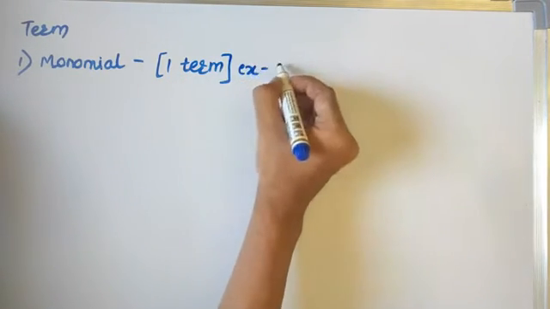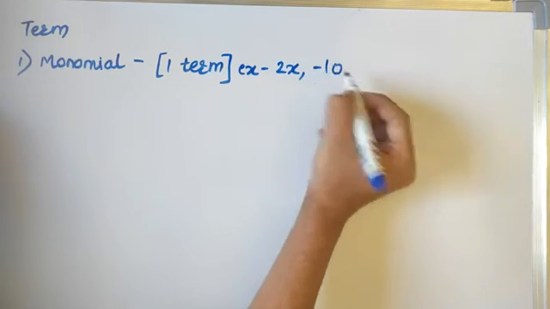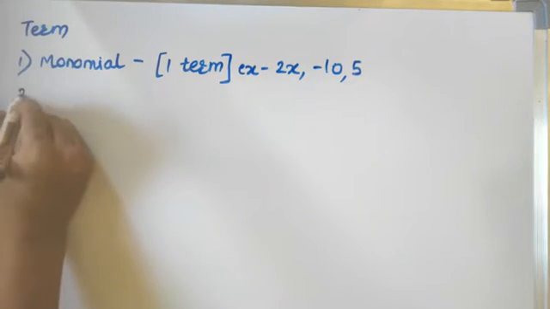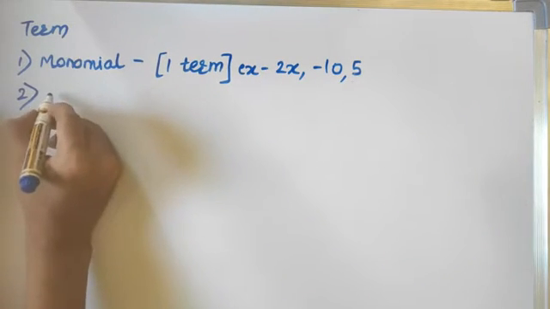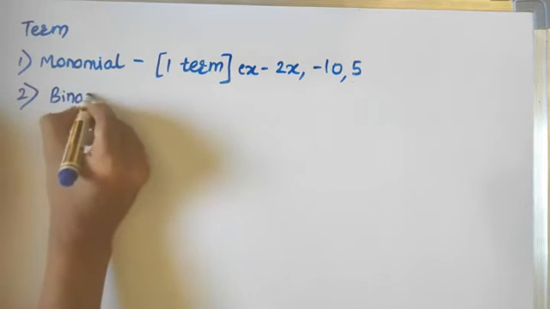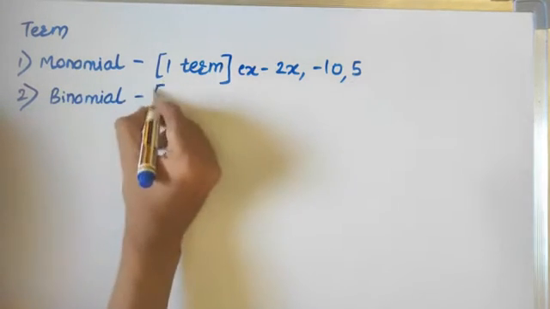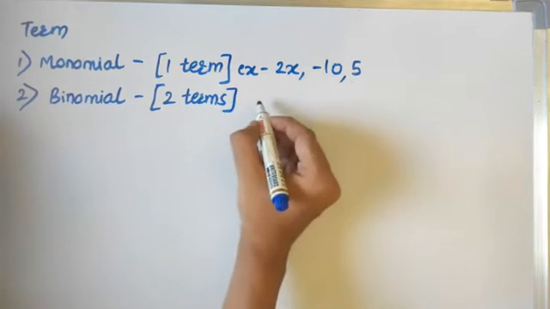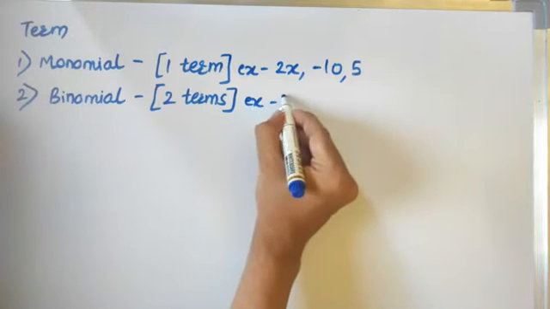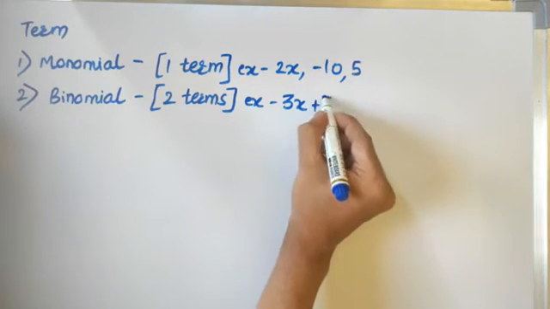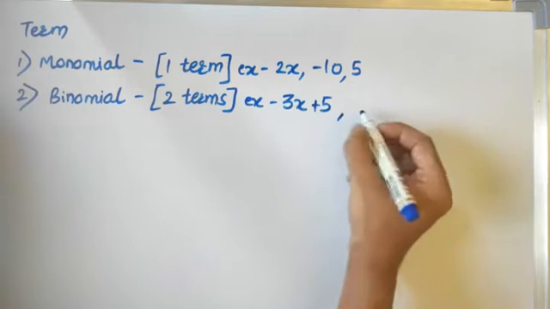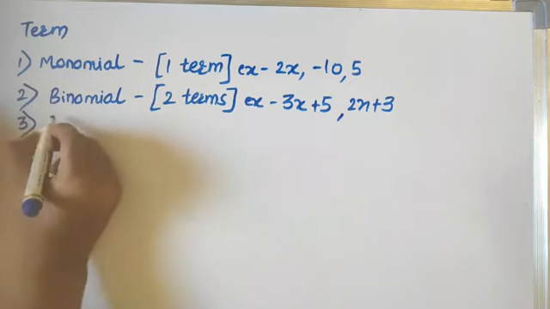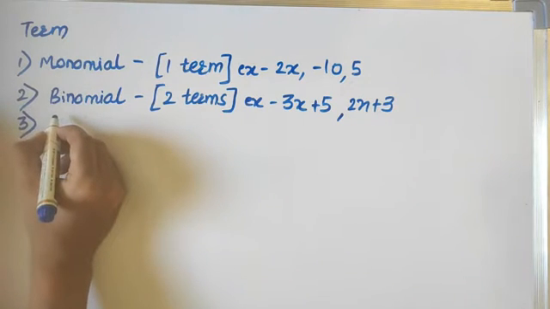Example: 2x, minus 10, 5. It has one term. Second is binomial, consisting of two terms. Example: 3x plus 5, 2x plus 3.